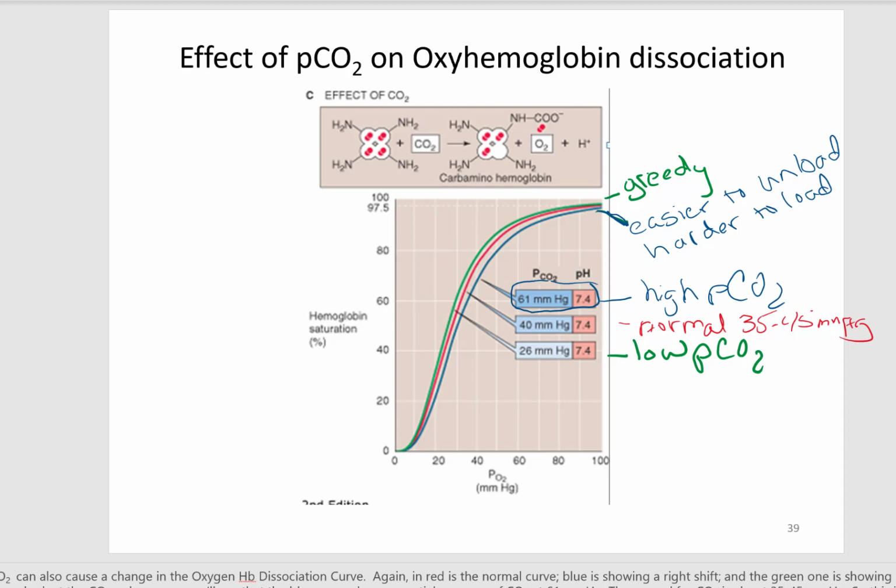The green shift shows a low pCO2. Taking the previous slide and this slide together, when a tissue bed is more metabolically active, it would be producing more acids, think hydrogen, and more CO2. If there are more hydrogen ions and more CO2, think right shift. Easier to unload, harder to load. The iron would be in a tensed position, wanting to give away the oxygen to the needy tissues. The green shifted curve shows a greedy hemoglobin with iron in a relaxed position, more likely to load the oxygen, less likely to give it up.